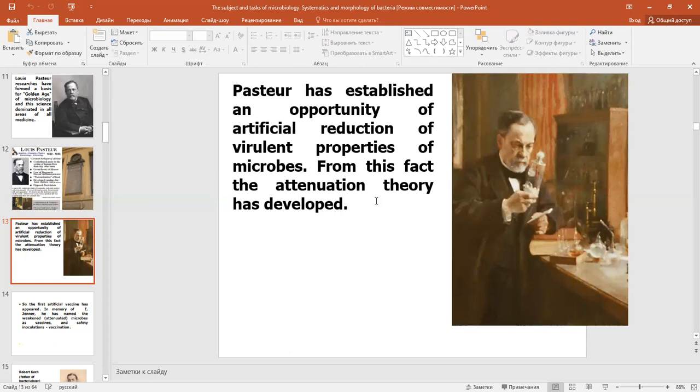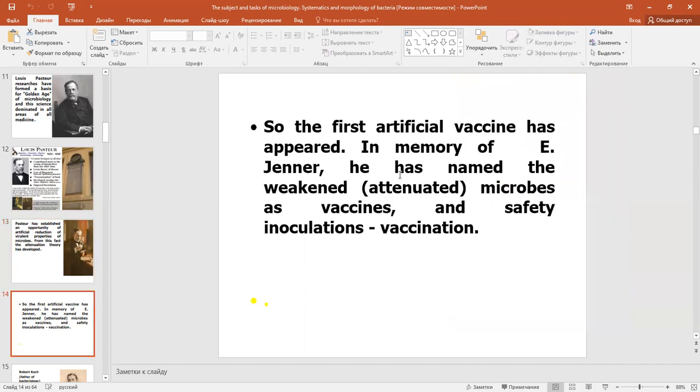And from this fact, the attenuation theory has developed. This reduction of virulent properties is named attenuation. And he developed attenuated strains that did not cause infectious diseases, but finally they did develop immunity to infectious diseases. So the first artificial vaccine has appeared. It was a vaccine against anthrax. Again, it was used for animals.